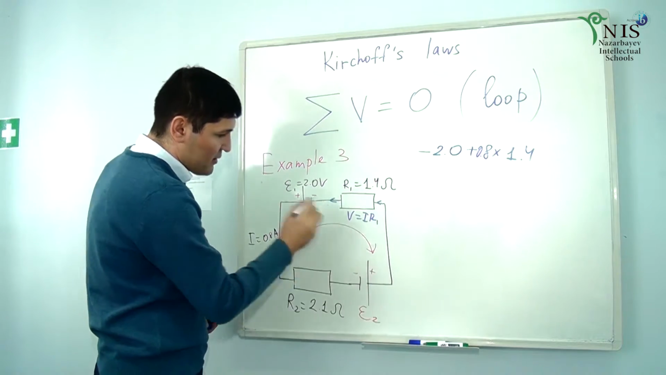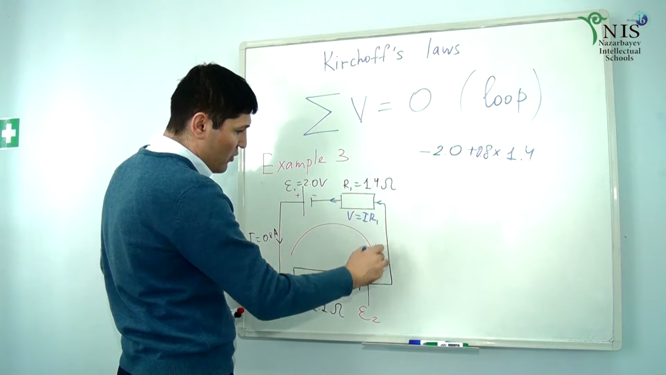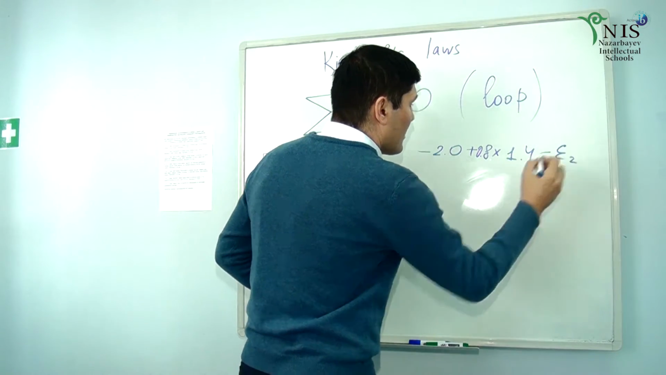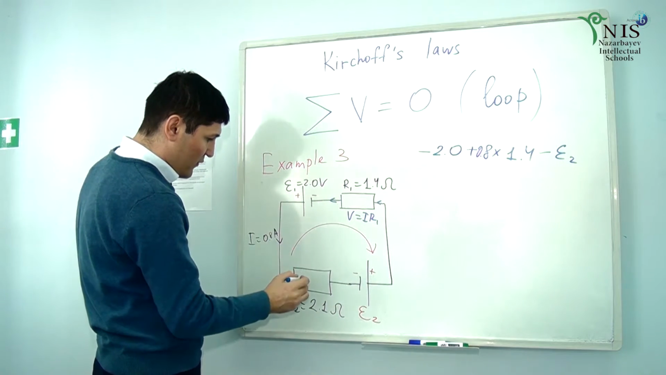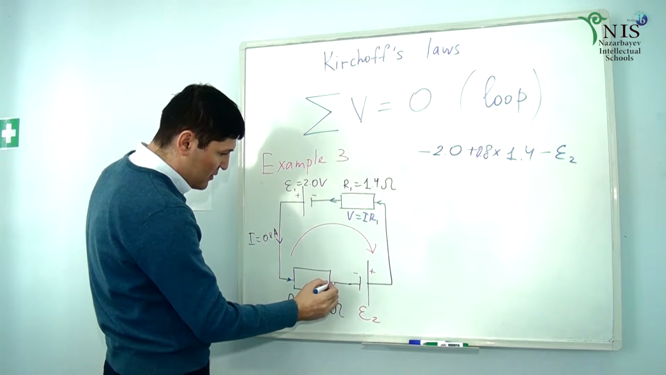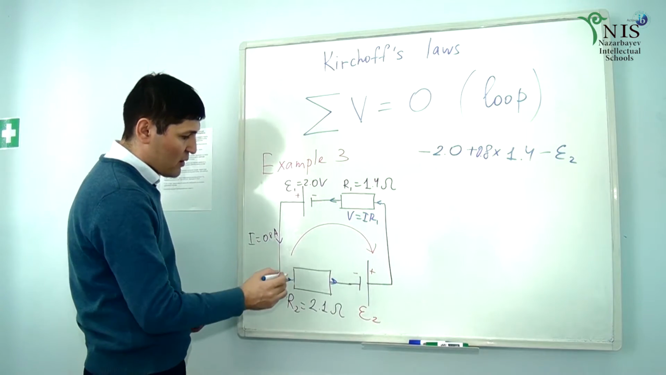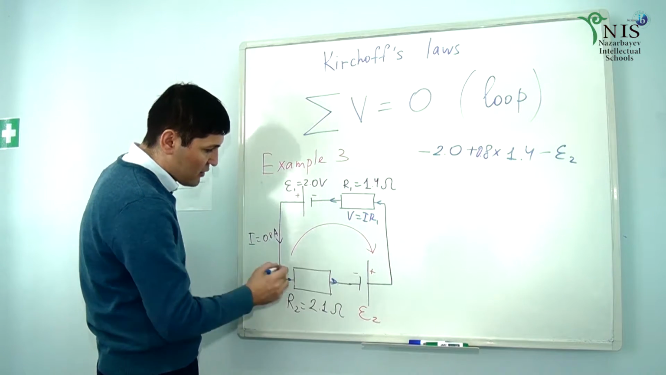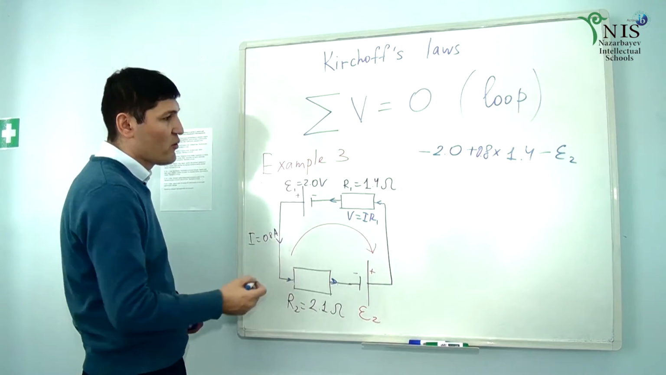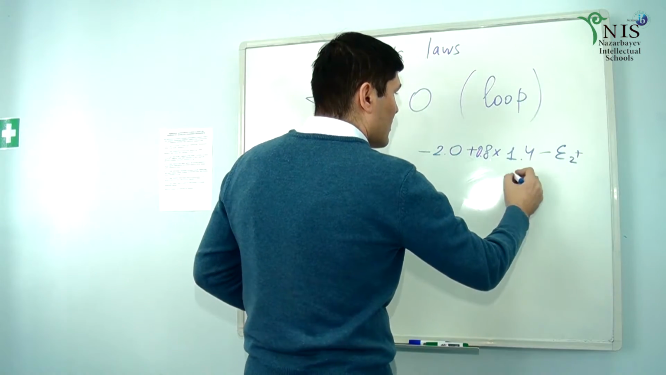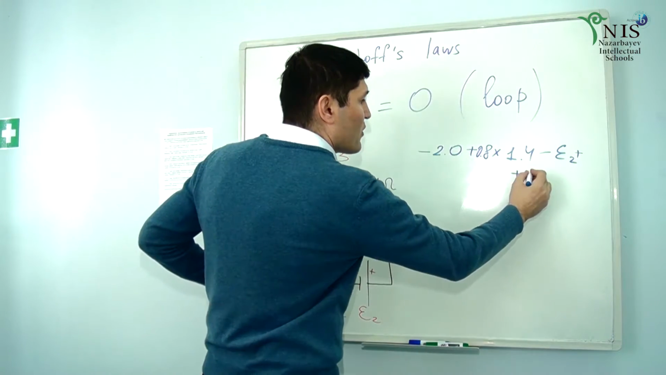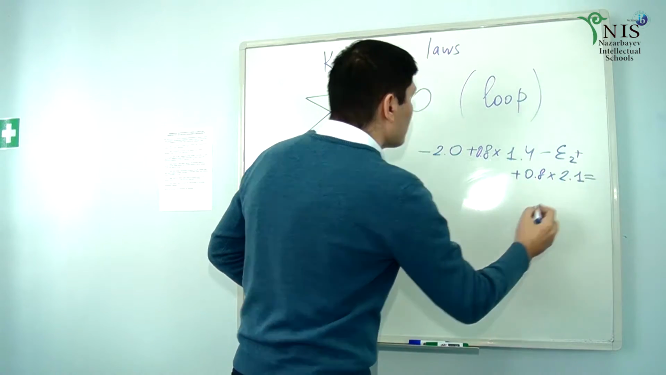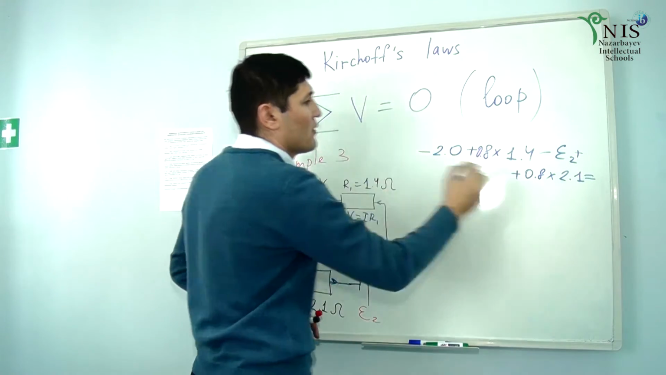Next is our second cell. If we go clockwise, from positive to negative, it drops. That's why it's negative epsilon 2. And here we have current going from left to right, but we're looking from right to left. So potential here is greater than here, that's why it's flowing from left to right. It means if we go from right to left, potential increases, which means voltage here is positive, plus I, 0.8 times 2.1. We added all the voltages and it equals 0.